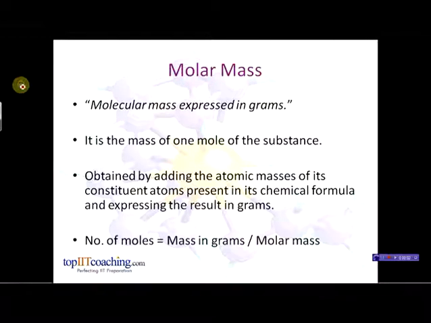Now let's come to molar mass. Molecular mass expressed in terms of grams is known as molar mass. It is the mass of 1 mole of the substance. It can be obtained by adding the atomic masses of the constituent atoms present in the chemical formula of the substance, and the result is expressed in grams. Therefore, the number of moles of a substance is equal to the mass of the substance in grams divided by the molar mass of the substance.